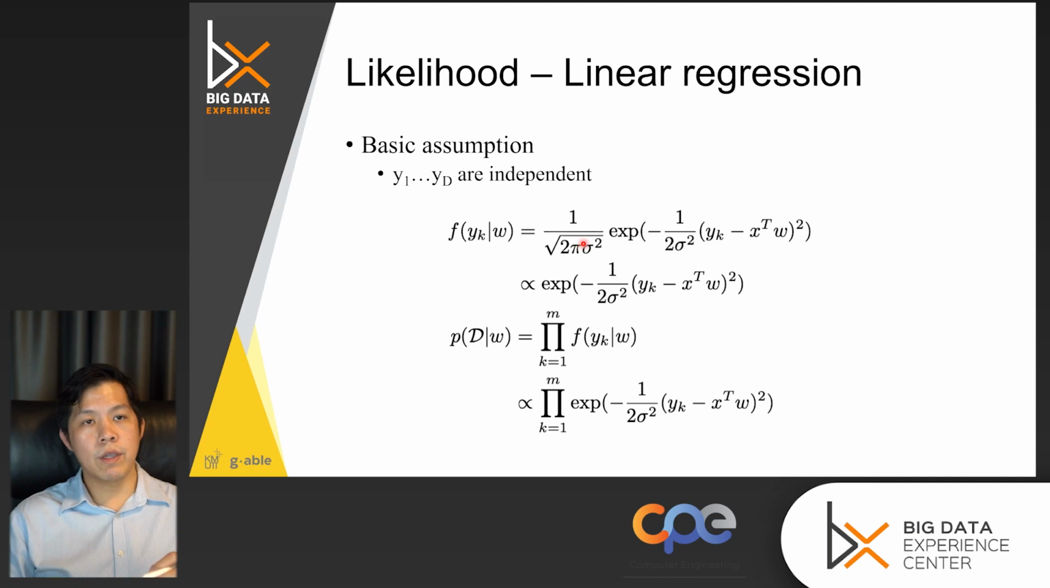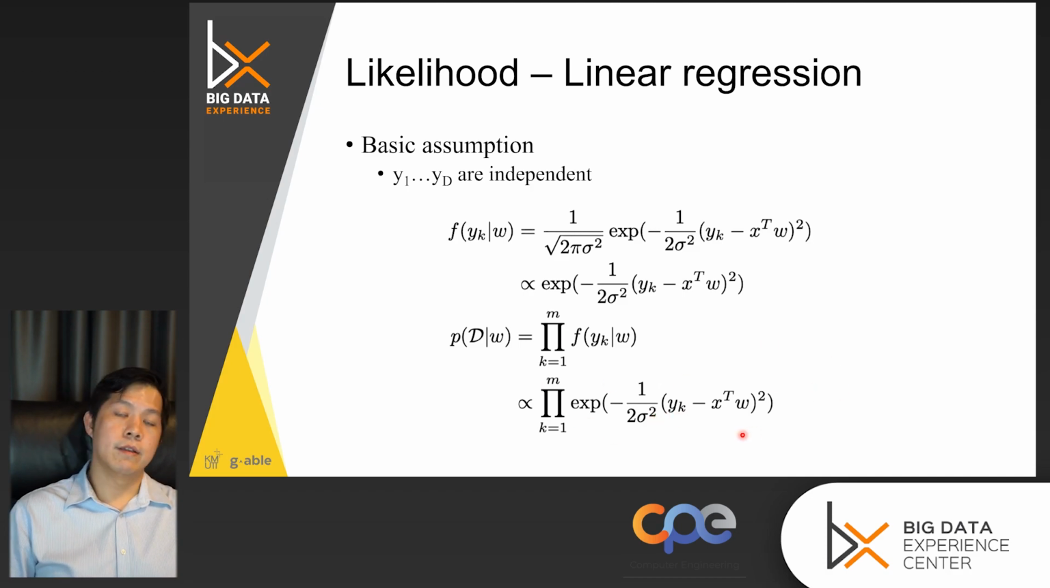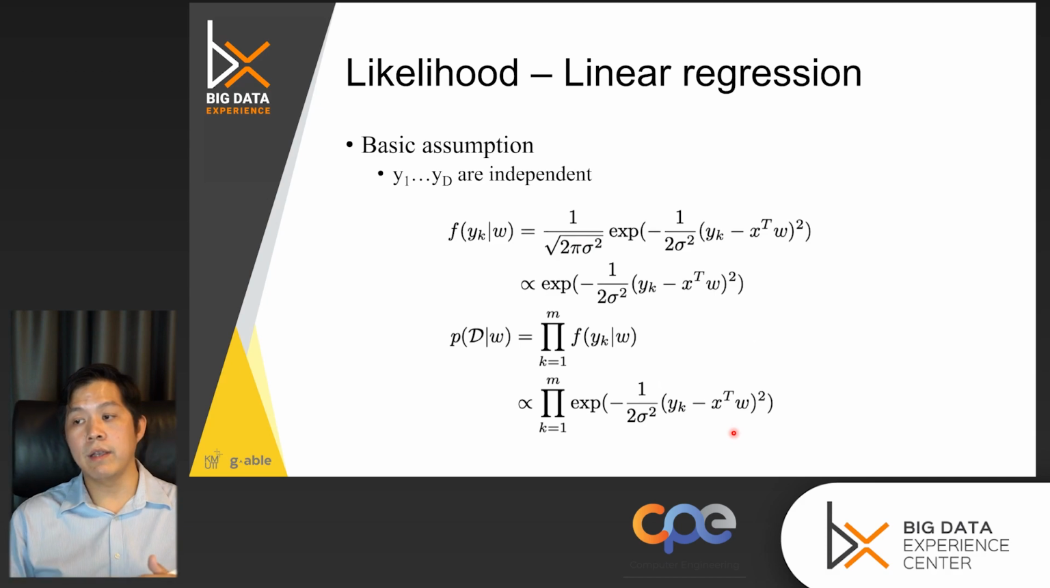That means when we convert this into the probability of D given w, this would be the multiplication of multiple points of data, because we have multiple points of data, multiplying the probability together to get the likelihood of having correct w.